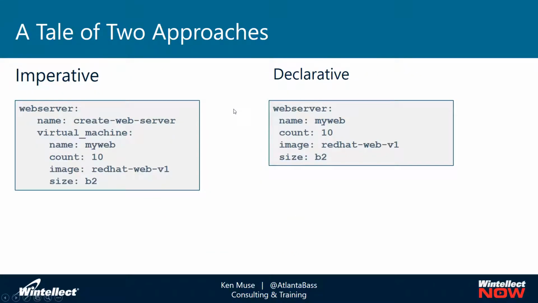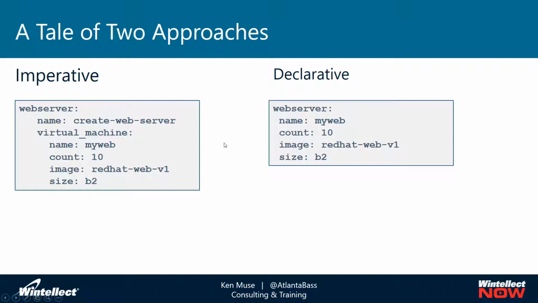So let's look at a practical example of this. What are the differences? On the surface, both of the approaches can look very, very similar. On the left, we see the imperative approach where it's going to create a web server. It's going to create a virtual machine with a specific name, give it a count of 10 based on a custom image and a specific size. On the right, we see what looks like the same thing. But let's look at how these two approaches work when we're talking about a complete deployment.